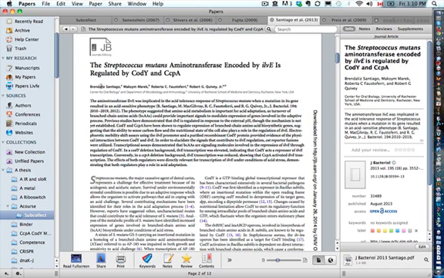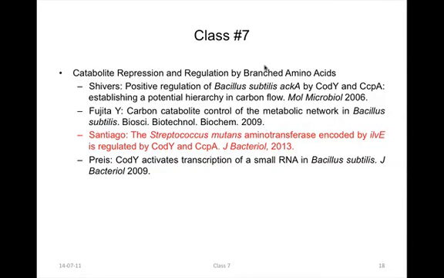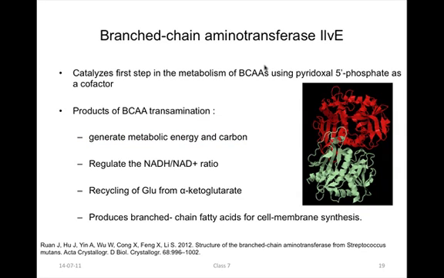Here's a paper by a group from Rochester. Robert Quivy talks about Streptococcus mutans and this protein, this aminotransferase ILVE. Brenda Lees Santiago wrote this paper on this aminotransferase and how it's regulated by CodY and CcpA. So in cellulose, it was acetate kinase, and here it's an aminotransferase. There's an aminotransferase involved with these two.